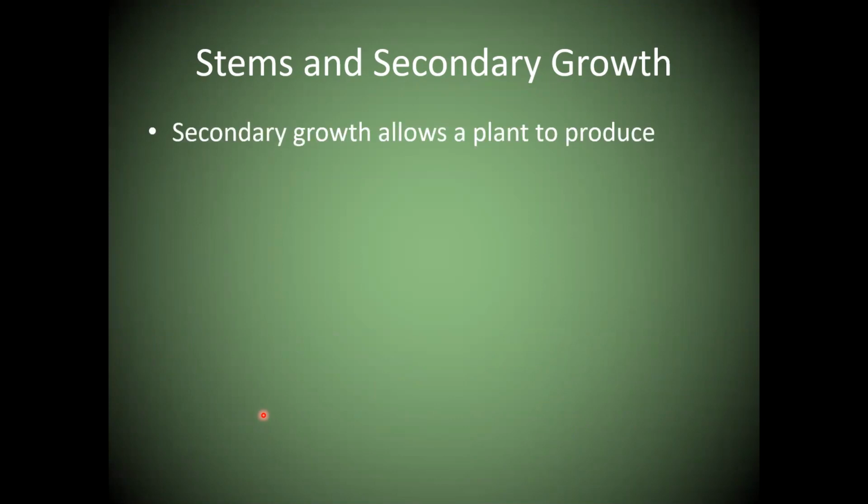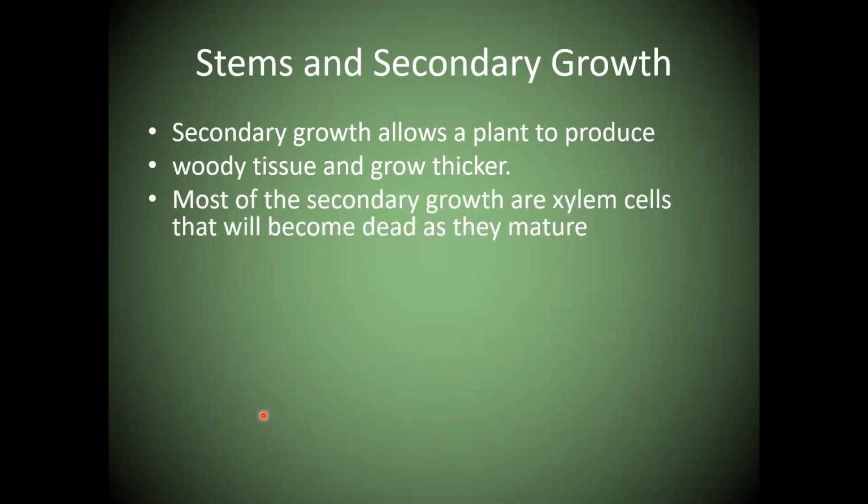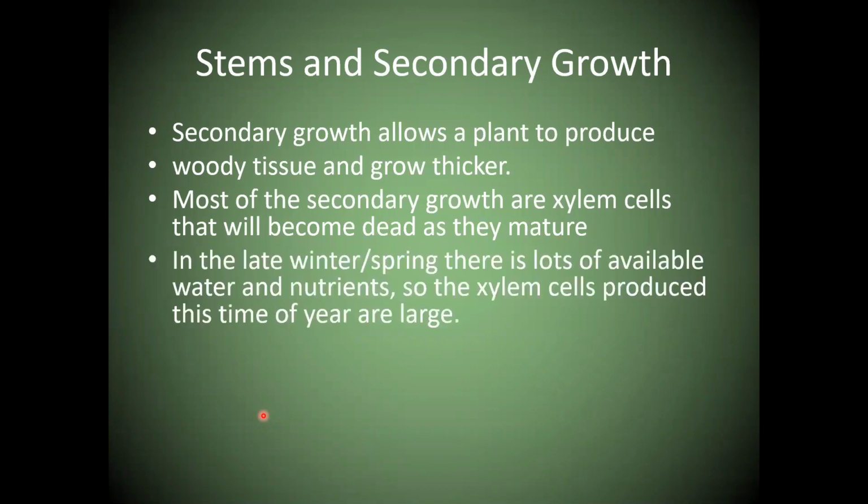A couple of things about the secondary growth. Secondary growth allows plants to produce woody tissue and to grow thicker. So because of the secondary growth, stems will enlarge in size, roots will enlarge in size, they become thicker. Most of the secondary growth are xylem cells that will become dead as they mature, like I just mentioned, right? So secondary growth mostly produces xylem, some phloem, but the biggest job of the secondary growth is to produce more xylem that will subsequently die as they mature. Actually, quite immediately, they will die.